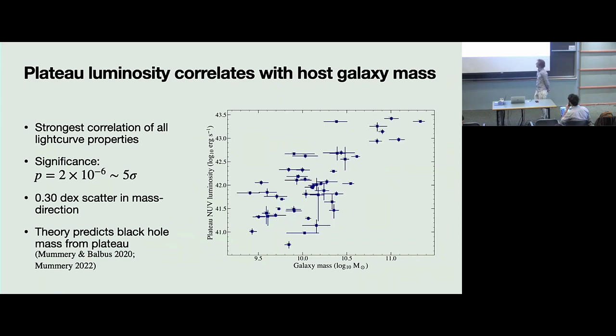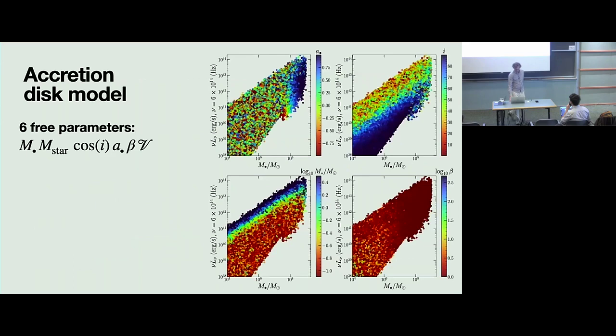And it turns out that these plateaus you can explain relatively well with a simple model for an accretion disk. So what does this model look like? We have 6 free parameters. Of course, the mass of the black hole, the mass of the star, the inclination of the disk, or the cosine of the inclination just tells you the area of the disk on the sky. There's black hole spin, impact parameter, and the viscous timescale with that curly V there.